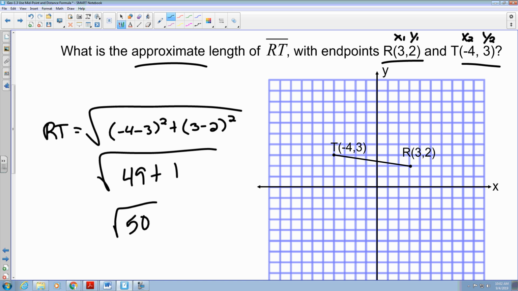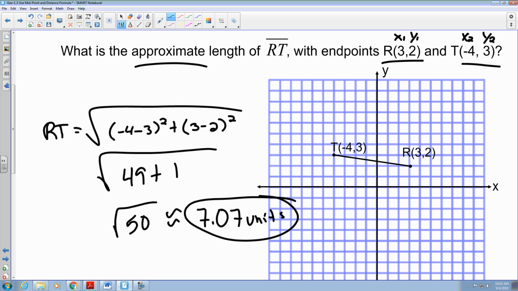If I take the square root of 50 and approximate, which they're allowing us to do, it is about 7.07 units. I usually go to the nearest hundredth when I approximate, unless they specify something else.